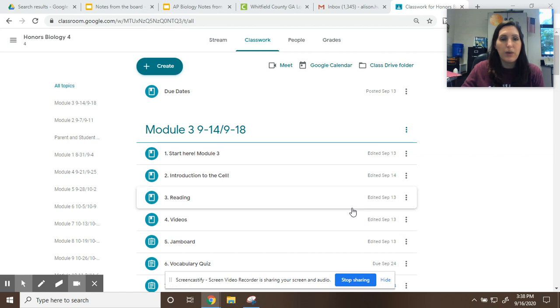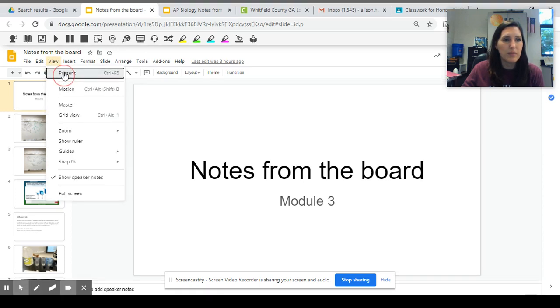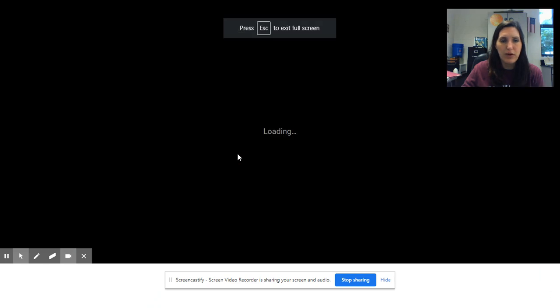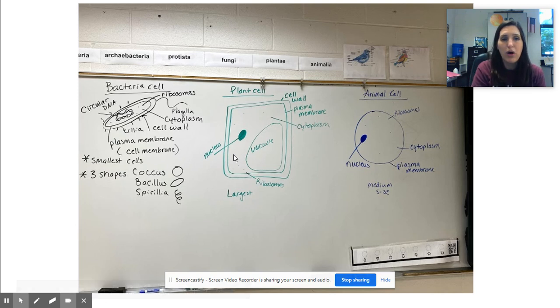Okay, so what I've done for you is I've made my notes from the board. So this is what I would normally have done had I been in the classroom. I'm going to run through this with you guys. So you're going to pause the video now and draw these on your paper. This is what you're going to see looking at microscopes.